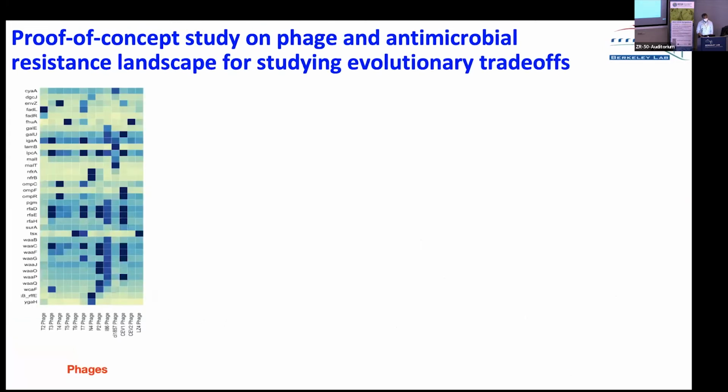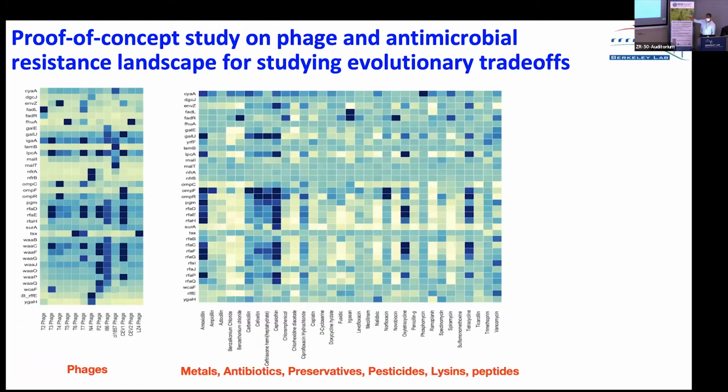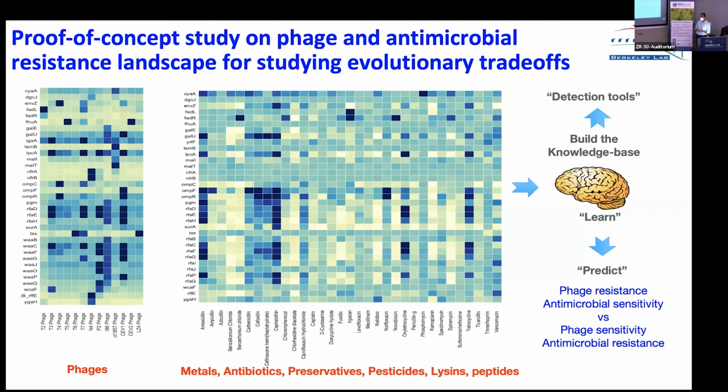So where are we going with this? We have the phage resistance landscape, or fitness landscape, and we can do similar things for different conditions. I'm showing this for different antibiotics, but you can do it for metals, preservatives, pesticides. Once you have these kinds of landscapes, you can think about putting them together, laying one on the other, and trying to predict: can we see the trade-offs when phage resistance happens? What other things give me sensitivity, or the other way around? When this is sensitive, can I have more phage resistance, and can we use it for detection tools?